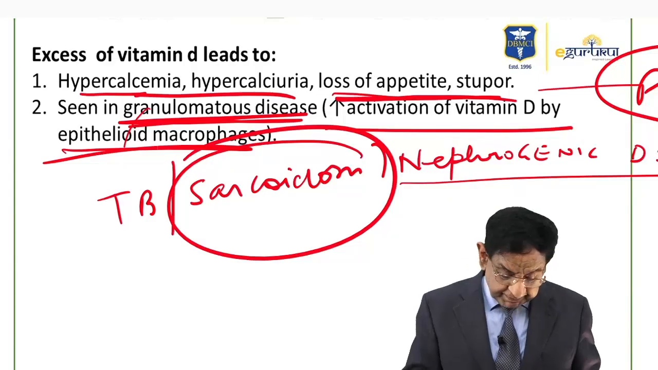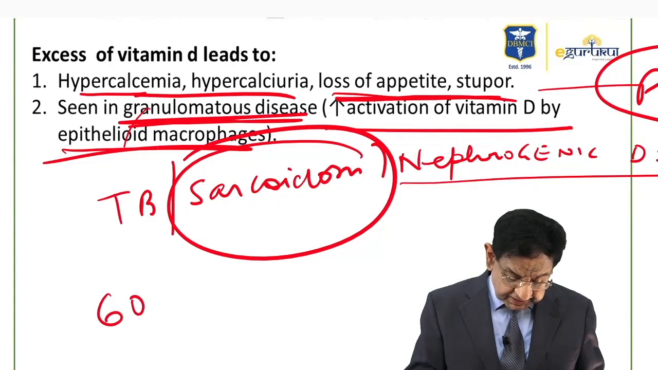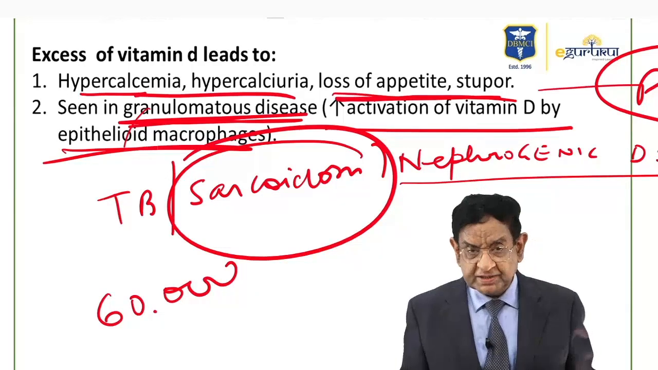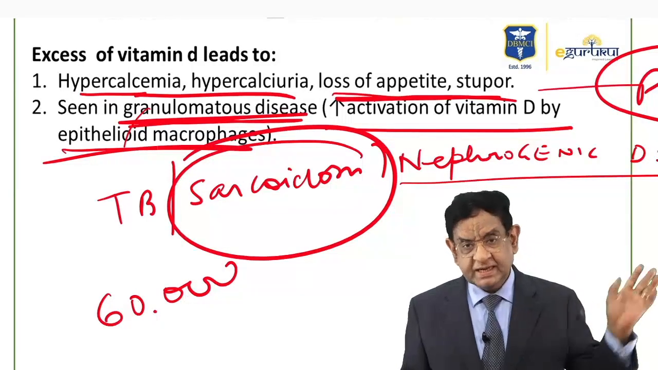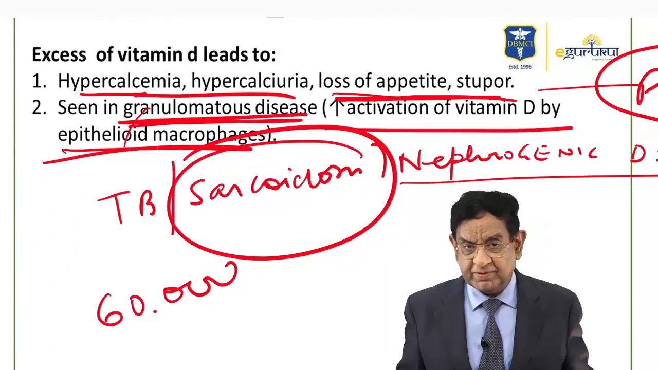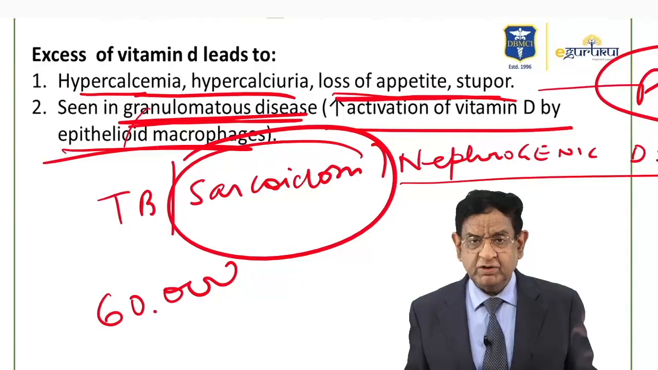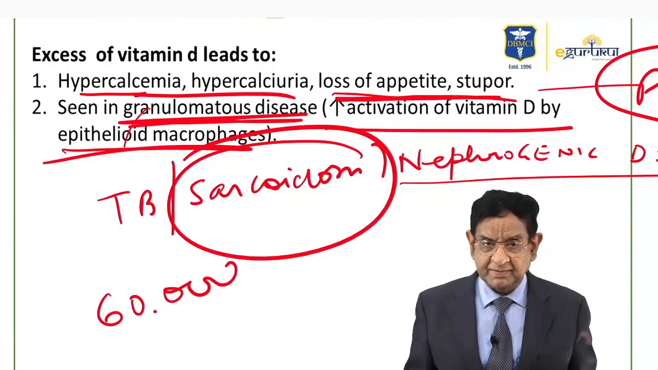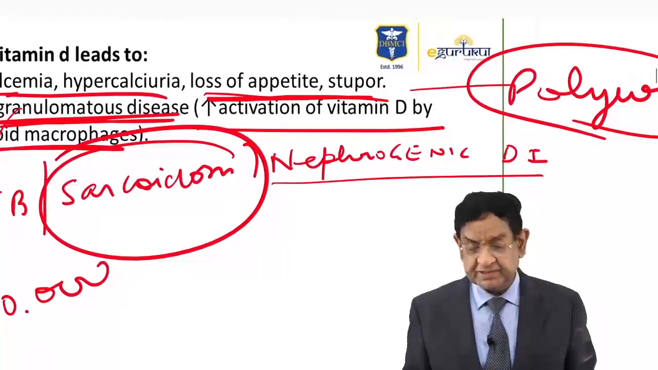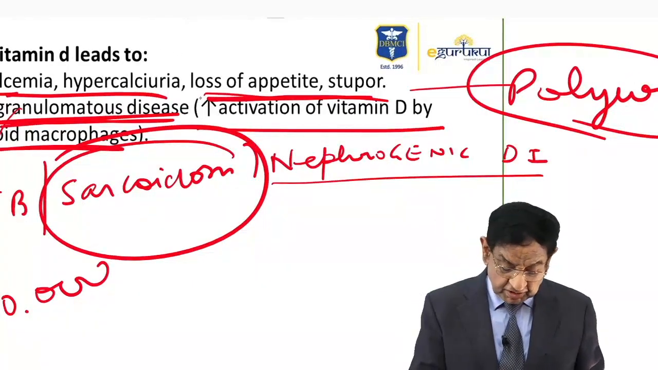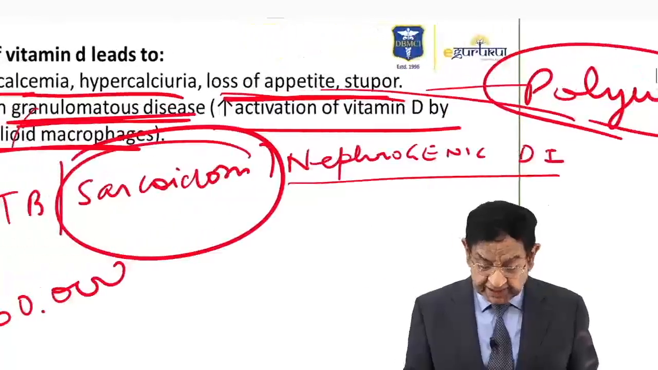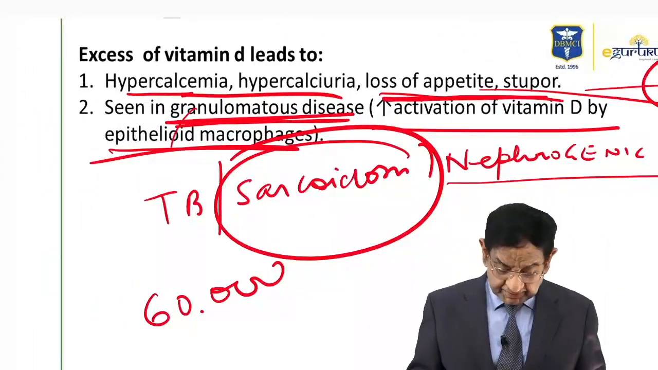Each tablet of vitamin D consists of 60,000 international units. You ask the patient to take one tablet per month, and they keep on taking it daily, and that can lead to iatrogenic hypervitaminosis D, although it's not common, but it can happen. So the point to be remembered is that hypervitaminosis D can lead to loss of appetite, stupor, altered sensorium, headache, and polyuria if a high amount of vitamin D occurs.